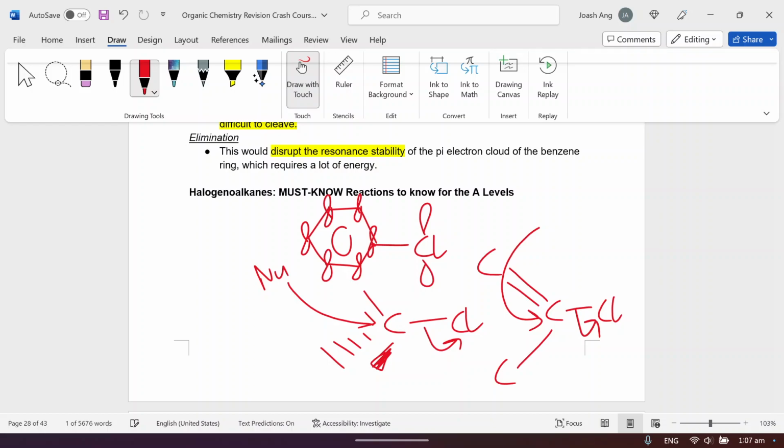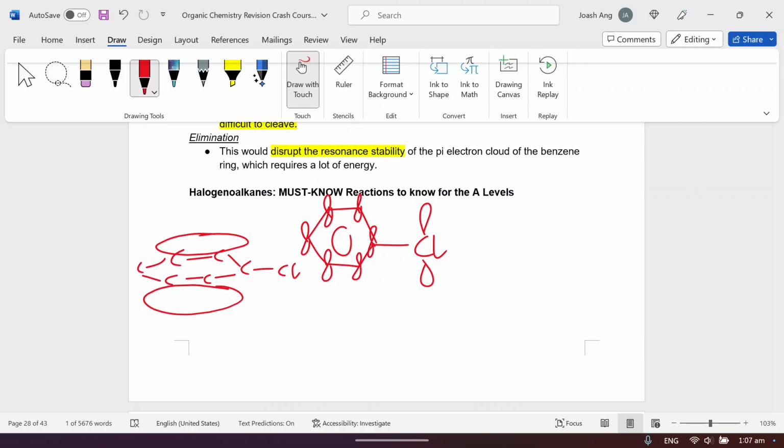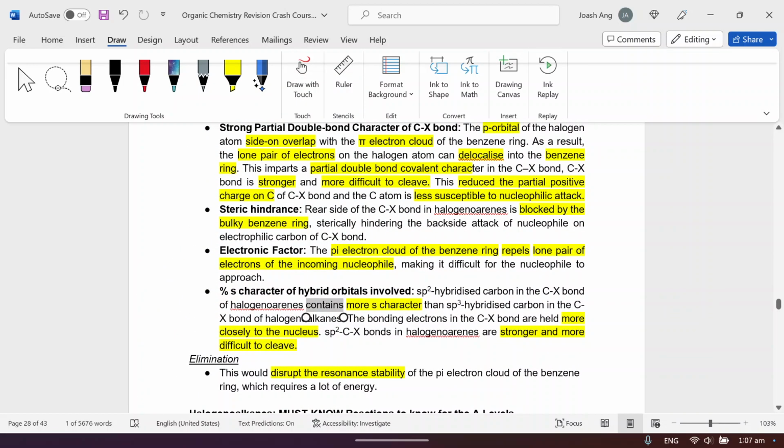You imagine that the electron clouds are above and below, okay? They are all above and below. So if a nucleophile wants to come in, it's going to be very hard. Which brings me to the point that the nucleophile and the pi electron cloud will repel away from each other. So it makes it even more difficult.